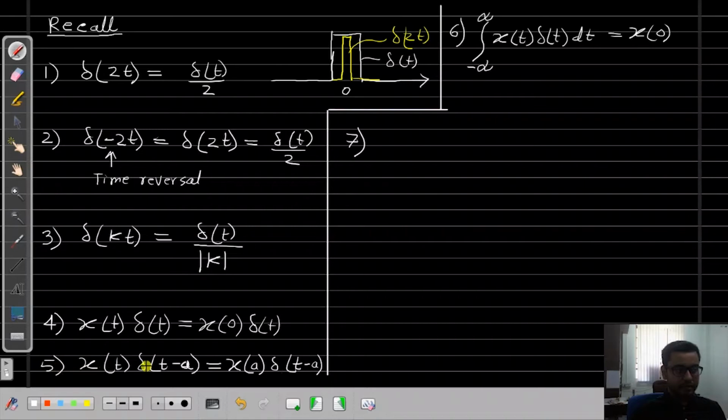Then similarly, look at this expression and we can write x(t) delta(t minus a) integrated from minus infinity to plus infinity. This gives x(a).